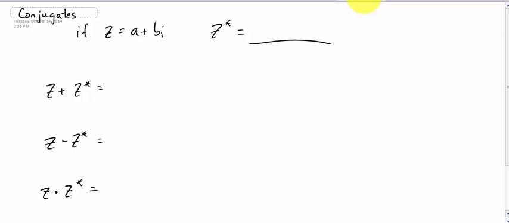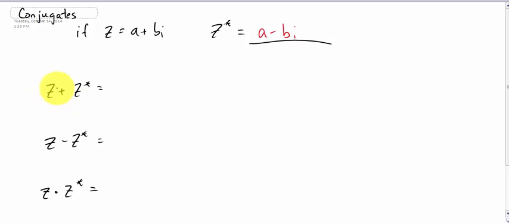So conjugates. What the heck is a conjugate? You probably have heard this word before. We use it with radicals. But the conjugate of a complex number, if the complex number is a plus bi, the conjugate z star is a minus bi. We change the sign between the real and imaginary part. It is not the same as the opposite of z.